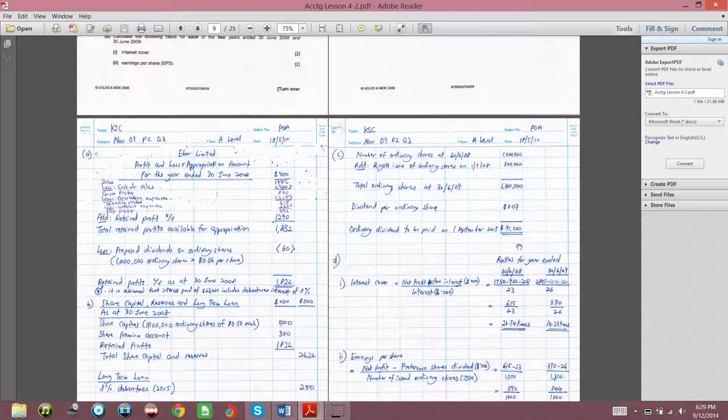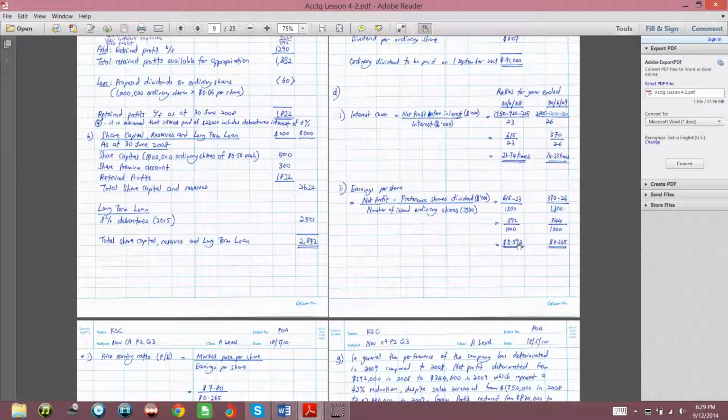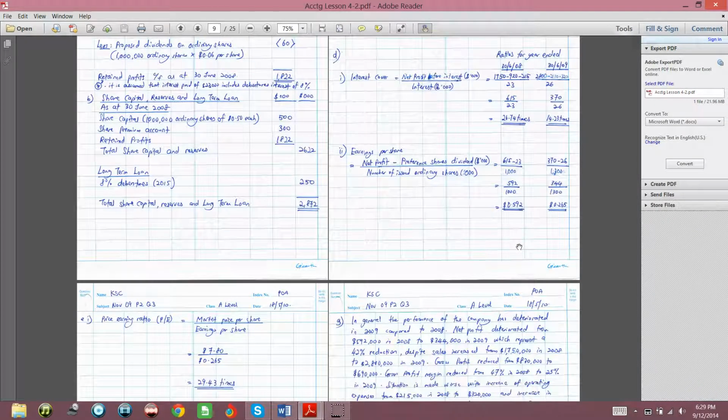Now part D. Right now I have not covered the ratios in detail. I prefer, whenever I go through a question, to go through the whole question, so as to be more systematic, rather than skipping here and there.